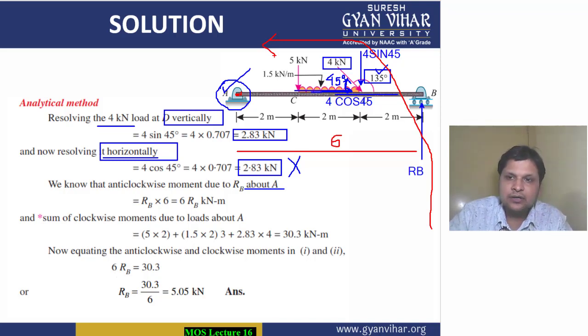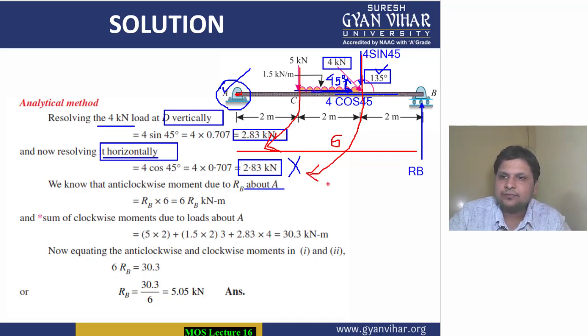Now all the other forces which are going downwards and which are at the right hand side of this point A will cause a clockwise moment. This 5 kilonewton about this point A will create a clockwise moment. Again, this 4 sine 45 degrees will also create a clockwise moment.